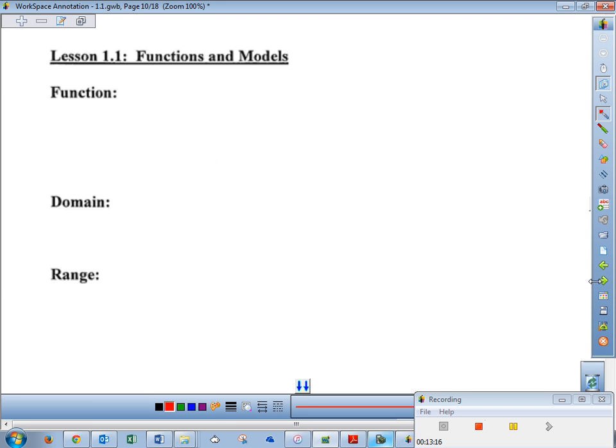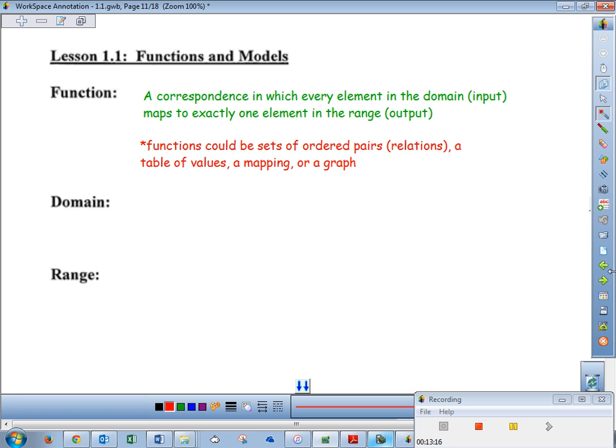Yay. I also have all this stuff defined for you. A function. A function is a correspondence in which every element in the domain maps to exactly one element in the range. That is something you should probably know, because when they ask you why on a lot of things, you kind of have to restate that definition. Every element in the domain maps to exactly one element in the range, and I'll show you some examples here in a second.